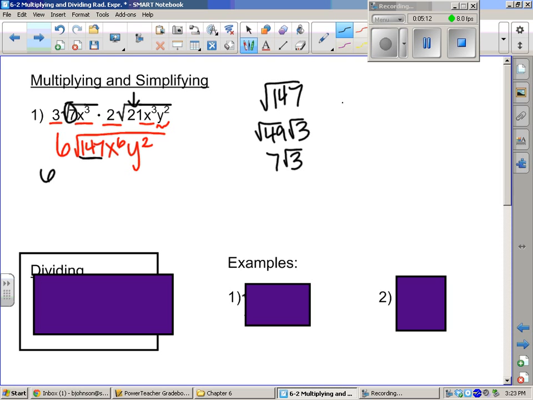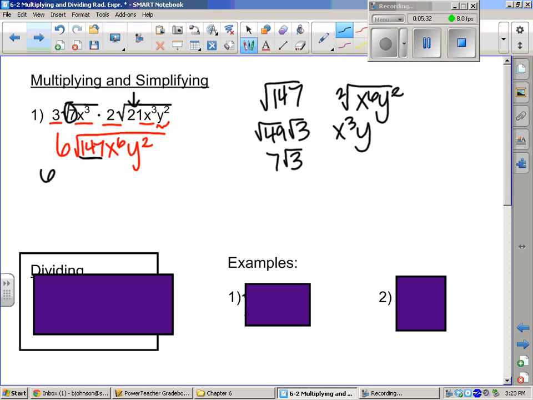Okay, now I'm going to do my letters. I've got x to the 6th and y to the 2nd. Remember, this is a square root, so we're looking for groups of 2, and everybody's got a buddy. Nice. So 3 x's will come out and 1 y will come out. There are no people trapped inside.